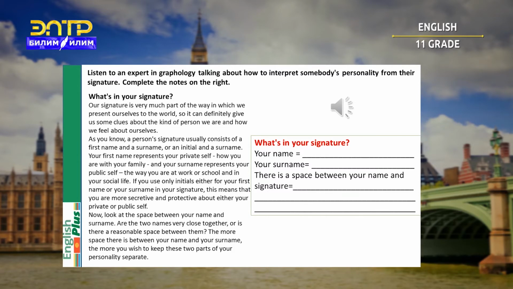Well, what is in your signature? Your first name represents your private self. What about your surname? Your surname represents your public self. What about the space between your name and signature? The more space there is between your name and your surname, the more you wish to keep these two parts of your personality separate.